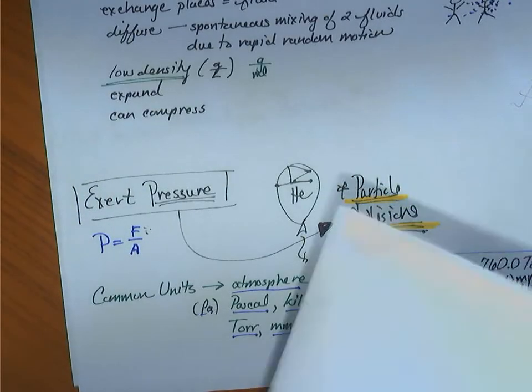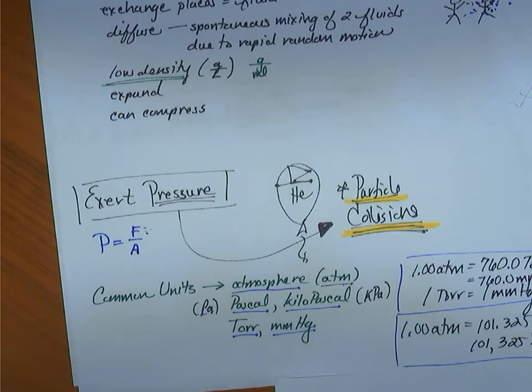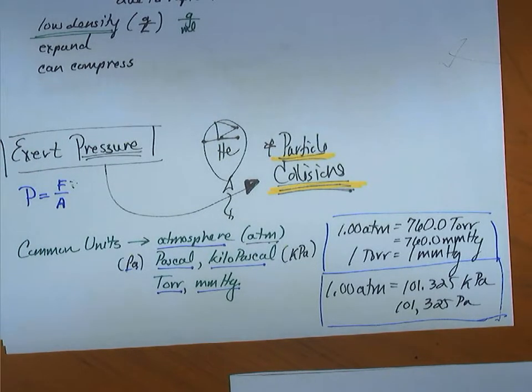The common units, and it is very frustrating that we have so many different units for gas pressure, are the atmosphere, pascal, kilopascal, torr, and millimeter of mercury. You never have to memorize these relationships. You will be given them, but it's good to have them in a handy location.